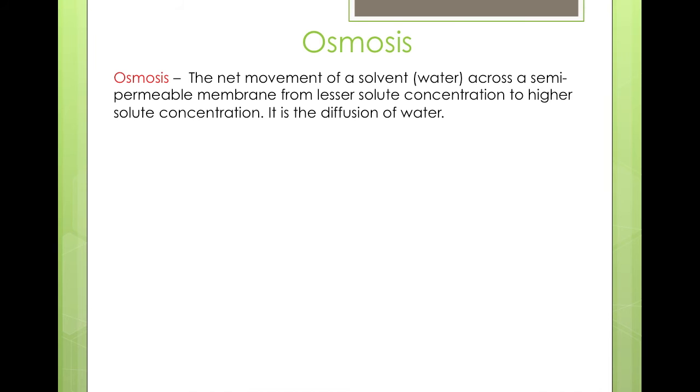Diffusion happens everywhere, but when it happens with water, which is a really important substance in living things, we call that process osmosis. Osmosis is not defined the same way as diffusion, but the process happens in a very similar manner. Osmosis is defined as the net movement of a solvent, which is usually water, across a semi-permeable membrane from lesser solute concentration to higher solute concentration. Now that sounds really confusing, but it is really just defined as the diffusion of water. When water moves from one area of high concentration to low concentration, it is osmosis.